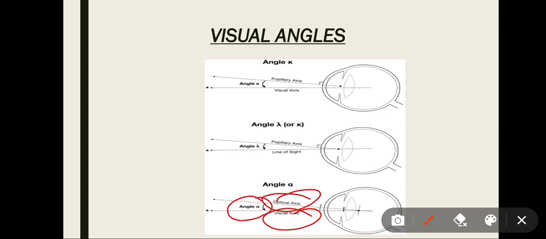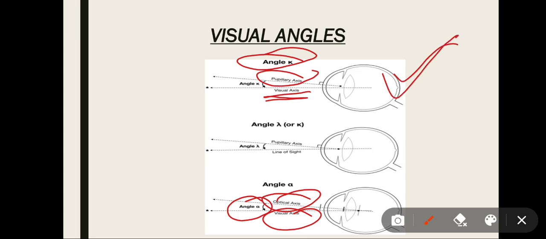Angle gamma is between the optical axis and the fixation axis OC at the center of rotation of the eyeball. And angle kappa is the angle between the visual axis and the pupillary axis. The point P on the center of the cornea is considered equivalent to the center of the pupil. Practically, only the angle kappa can be measured and is clinically significant. Only kappa is clinically significant.